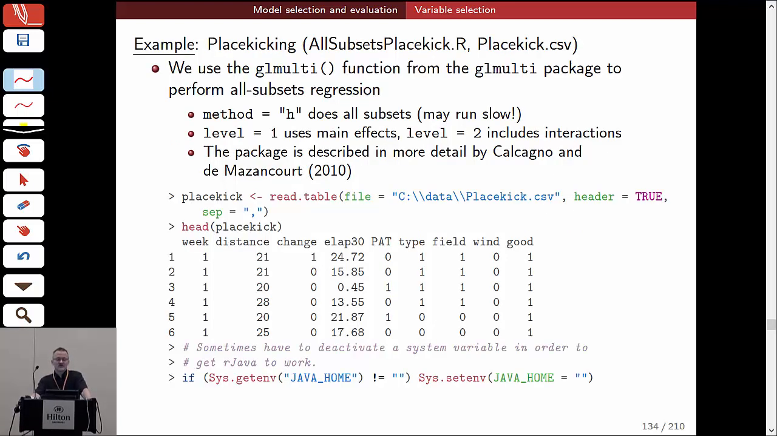So let's get into an example and see how this works. We're going to use a function called glmulti from the same package glmulti to perform all subsets regression for you on the place kicking data. Chris has showed you this data before. The glmulti function has a couple of arguments in it. The method equals h does all subsets. I don't know why they call it h.